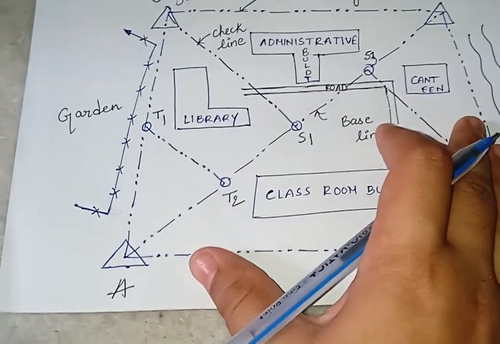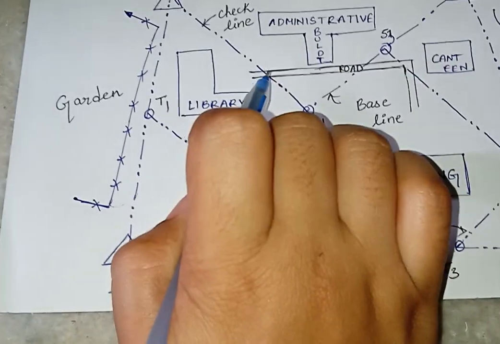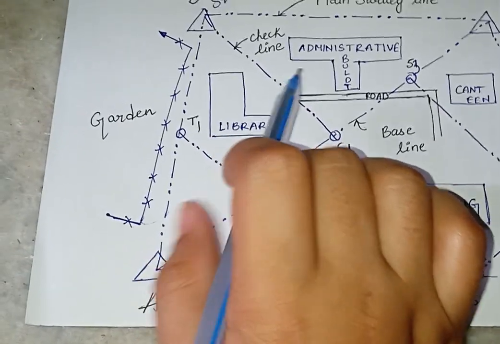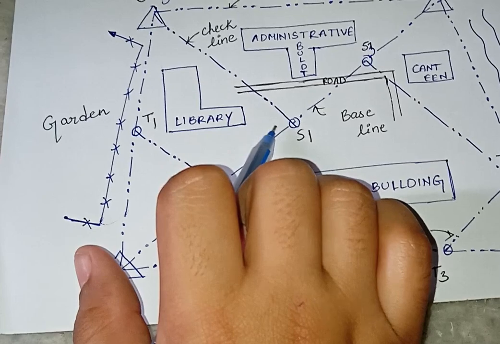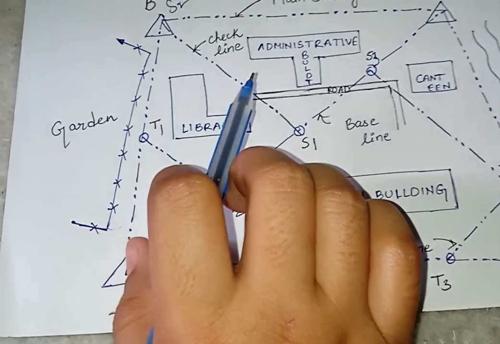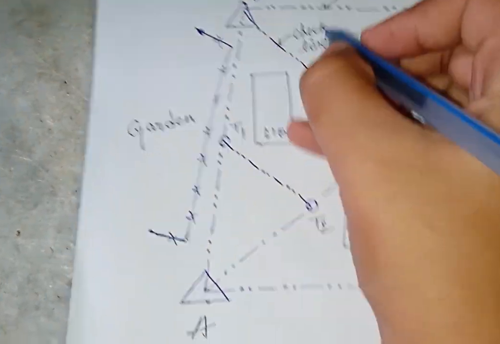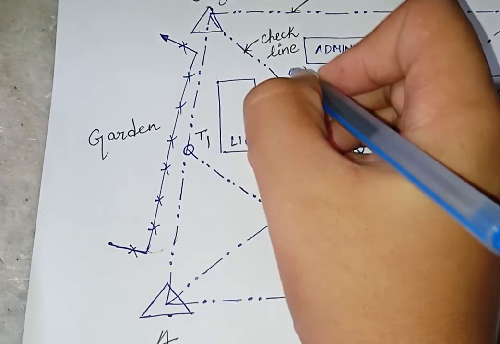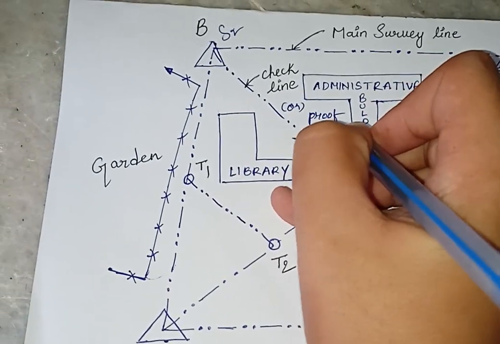So in this figure, what is a check line? This line is known as a check line. It is obtained by joining the opposite side. This is opposite to this side. By joining this opposite side, we get the check line. Okay. The check line is also known as a proof line. What is the other name for check line? It is also known as a proof line.